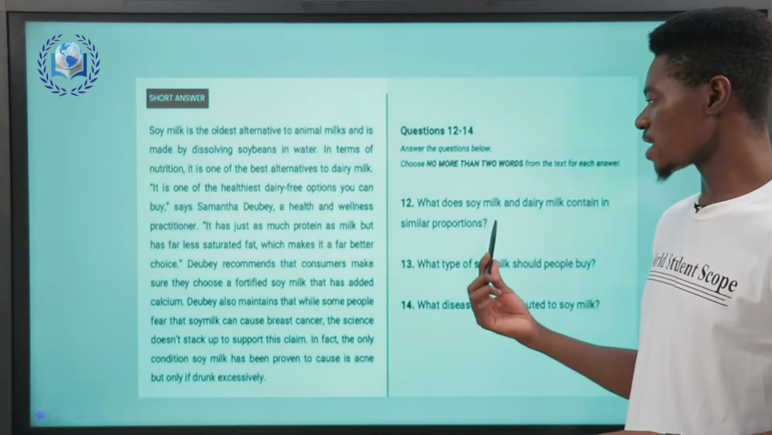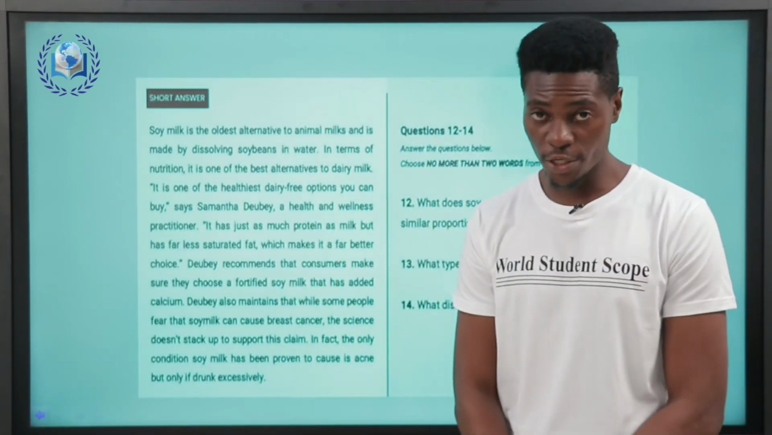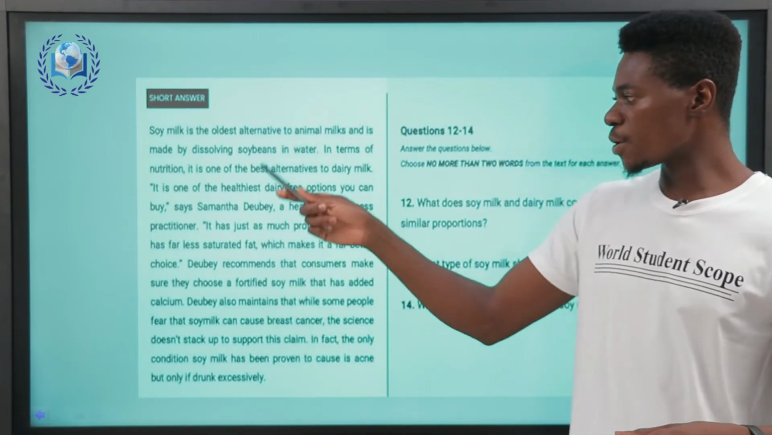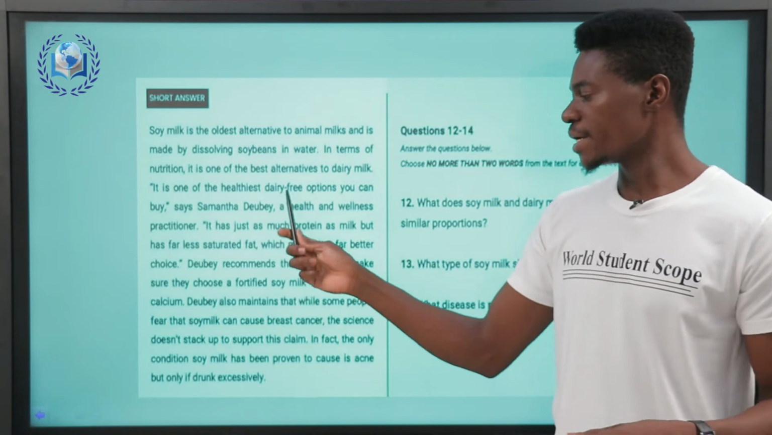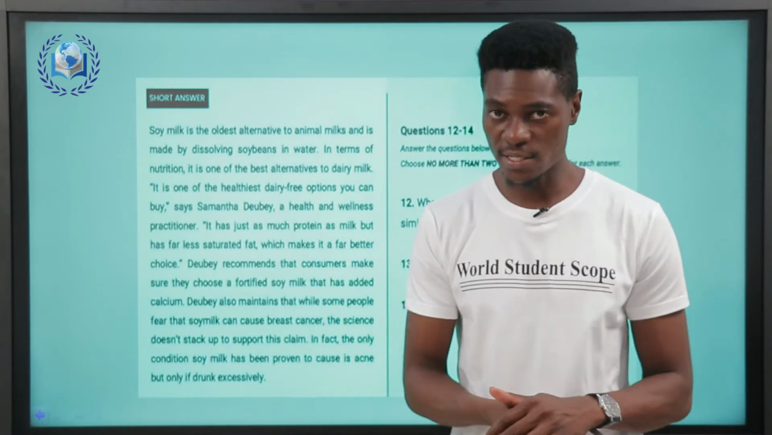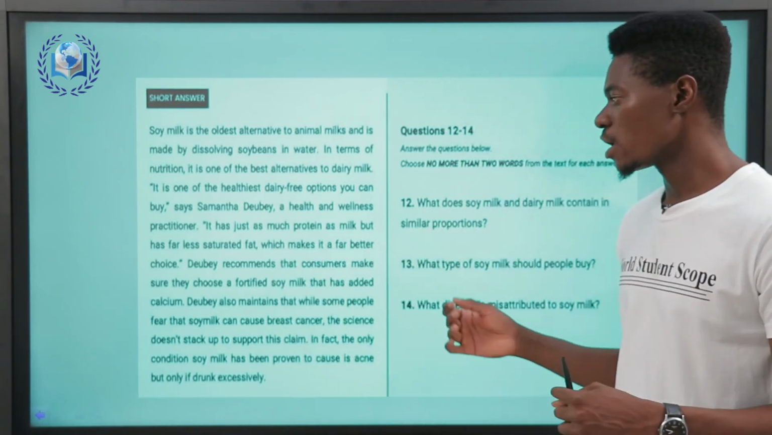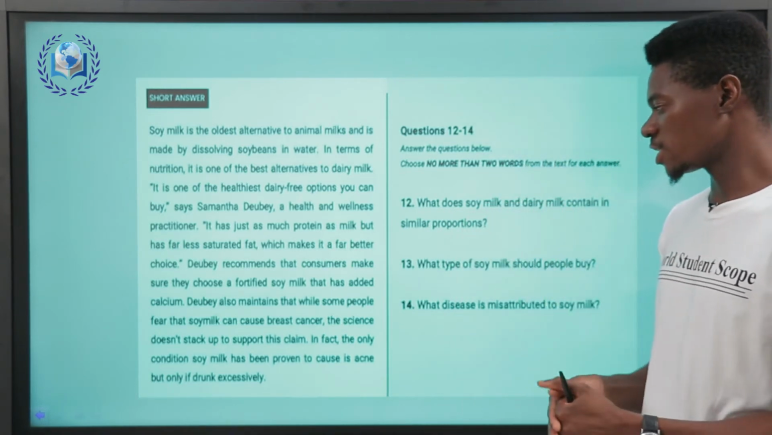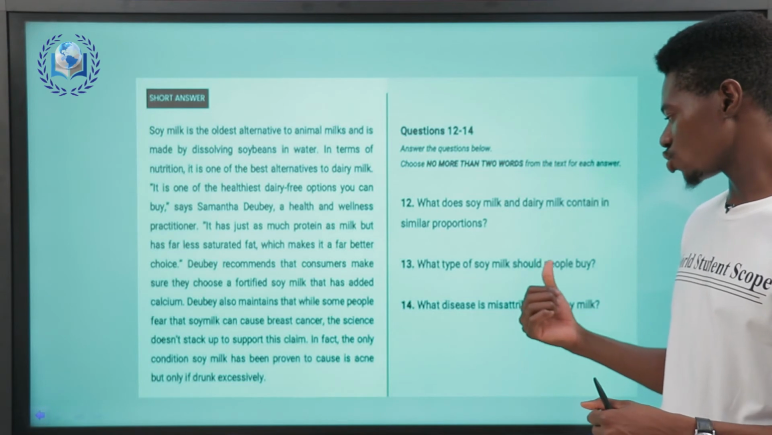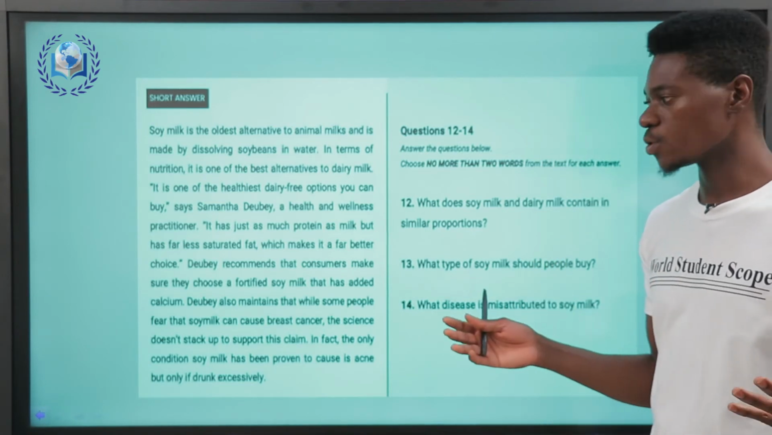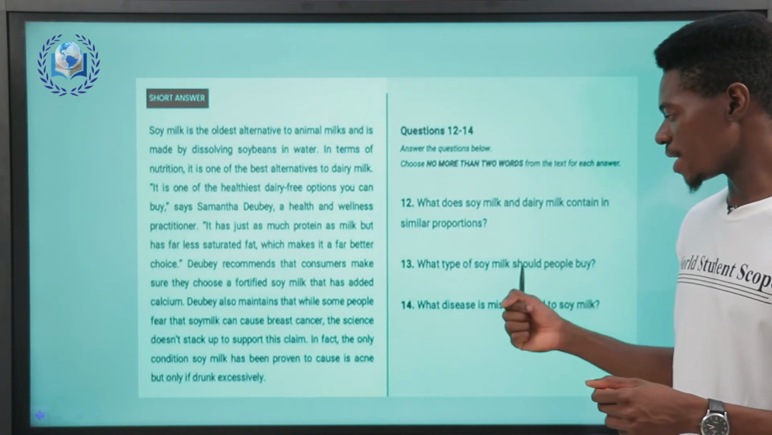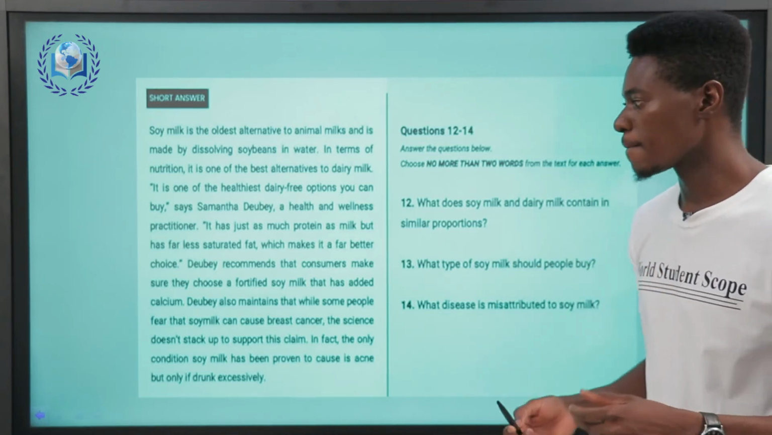Obviously, your answer will be protein, because only in this passage is the comparison made here, as much as. So probably your answer for number 12 will be protein. Then number 13: what type of soy milk should people buy? We asked, what type of soy milk should people buy?